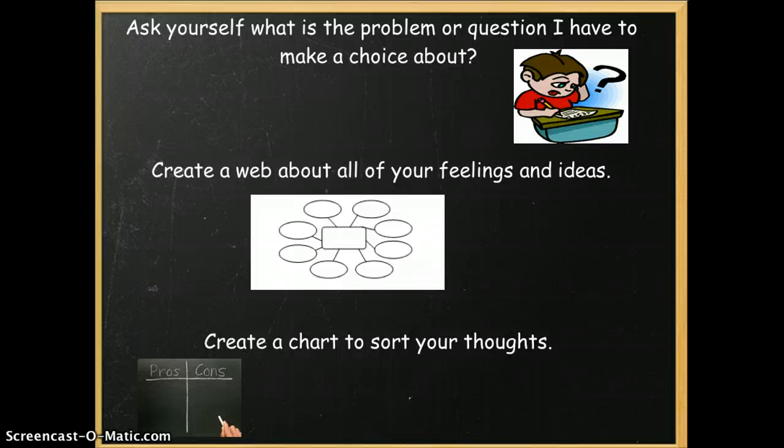Students will use the steps on this slide and the next to make their decision. These slides could be made into an external document to guide students through the critical thinking process. First, they'll consider what question they're trying to answer. They will create a web of all of their different ideas and feelings. Then they'll make a chart and start sorting their different ideas.